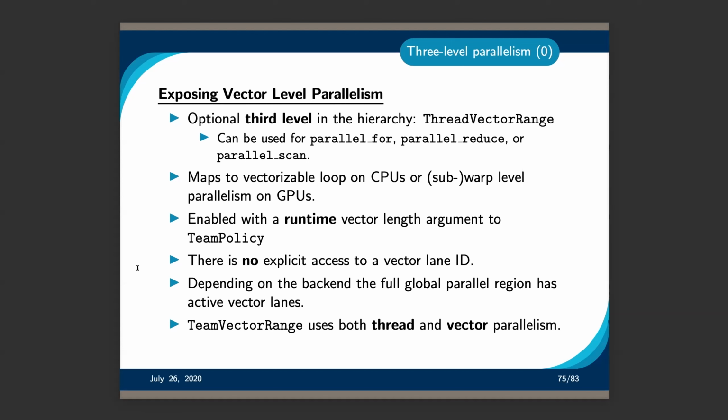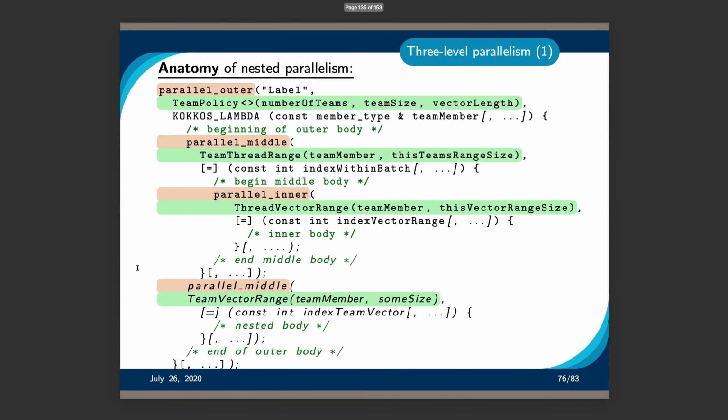There's also a team vector range, which combines thread vector range with team thread range, so you use both levels of parallelism for a single loop. Next click. You can have something like this, where you have a team policy on the outer level, then a team thread range, then a thread vector range nested in that, and then at the same level as the team thread range, a team vector range, which uses both levels of parallelism. And again, you can have multiple of these loops. You can have multiple thread vector ranges within that team thread range. That's not a problem, and they can be different things: parallel_for, parallel_reduce, etc.